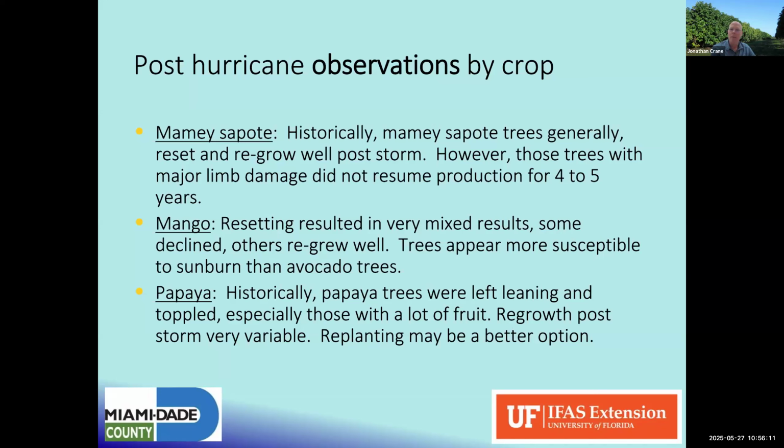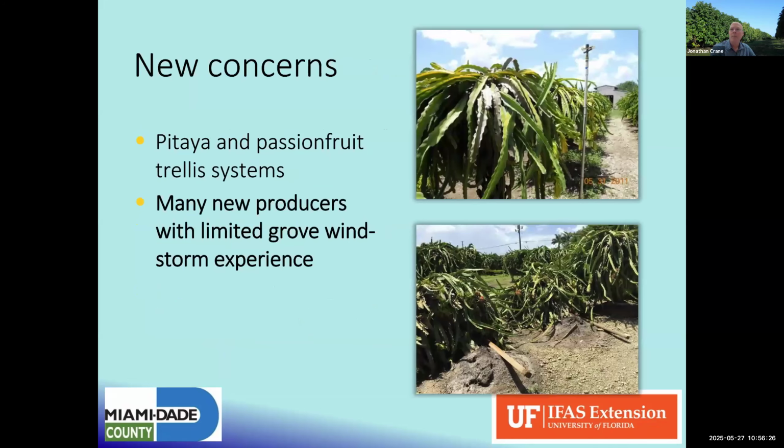Papaya trees, of course, lost their fruit. Regrowth was quite variable. Probably replanting is a better option, and was a better option. Pitaya, if you had a lot of toppling of the trees, you'd need to remove the vine and reset new poles. We don't have a lot of experience with a significant storm and how the pitaya or dragon fruit behaved.